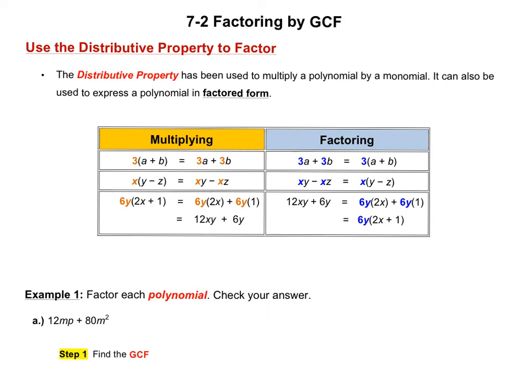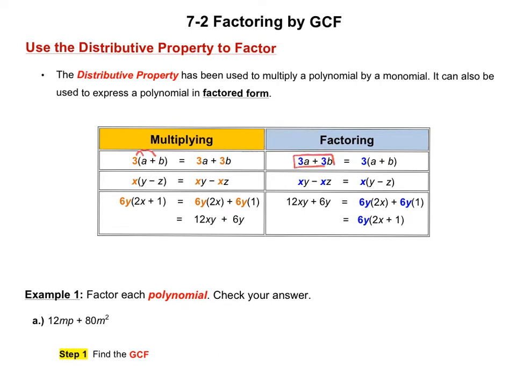This is 7-2, factoring by GCF. This is actually like distributive property, except we're kind of undoing what happened. So in distributive property, you have a number that's outside the parentheses that you multiply to both terms, and you end up with 3a plus 3b. With factoring, you do the opposite.